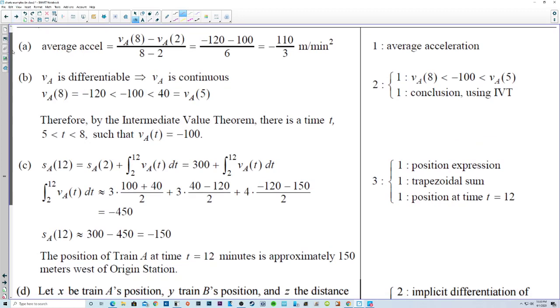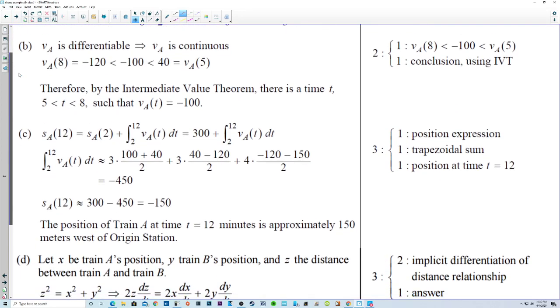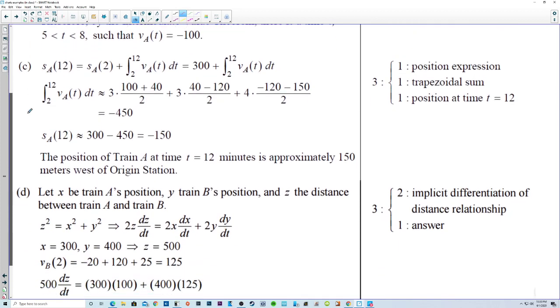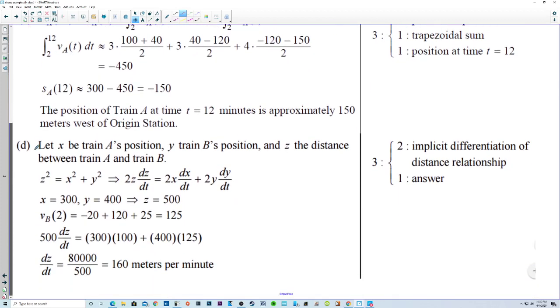I'll scroll through the rubric here in case you want to take a look at this. There we go.